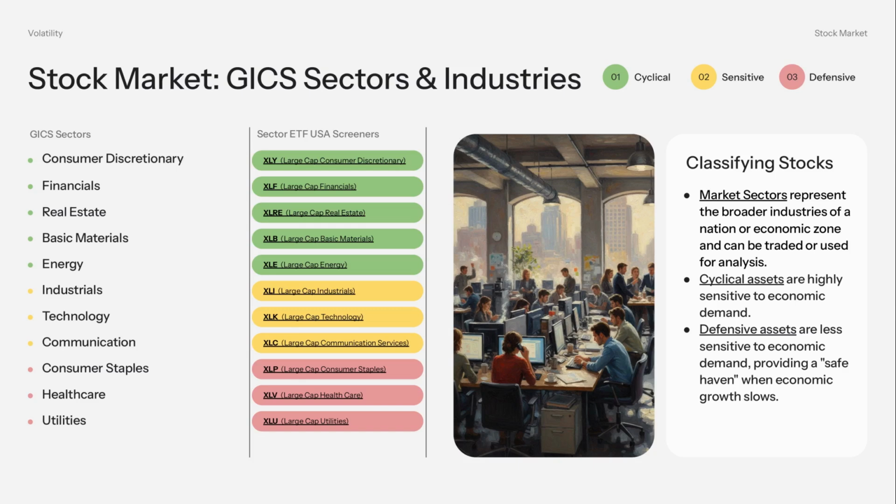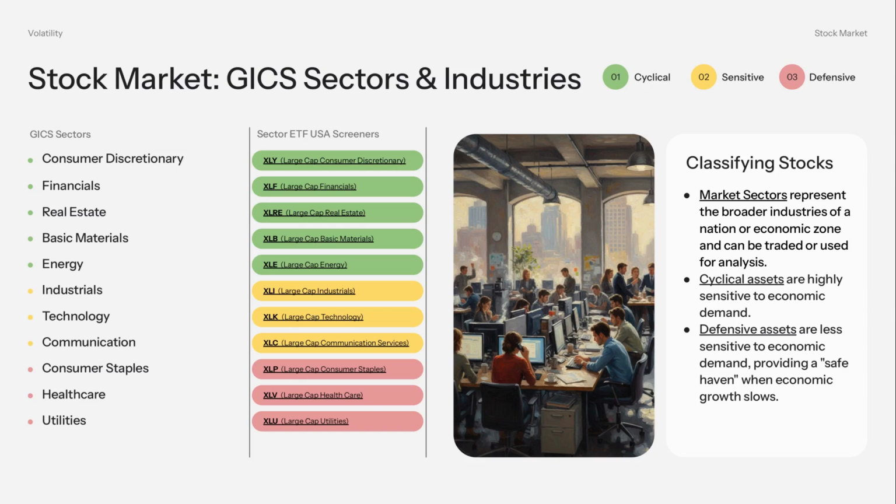Now let's look at how we categorize stocks to connect a company's operations to the broader macroeconomy. At a broad level, we divide the market into two main categories, cyclical and defensive, also known as super sectors. Category A. Cyclical sectors are highly sensitive to macroeconomic growth. These businesses rely on strong consumer demand and a healthy economy to thrive. Sectors include consumer discretionary, financials, real estate, basic materials, energy, industrials, and technology.